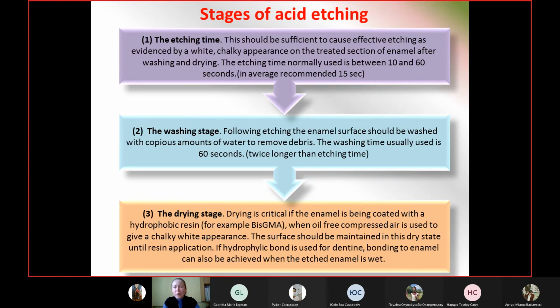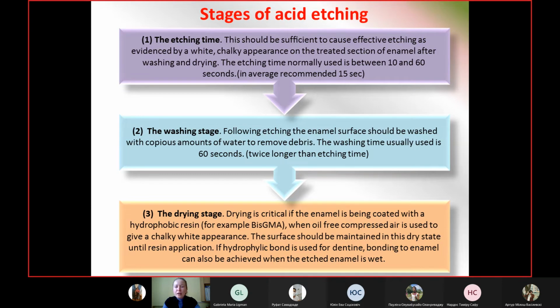Etching gel is applied both to enamel and dentine if it is etching for resin light curing composite. Washing stage. Washing stage is of critical importance, it is necessary to wash twice longer than etching.